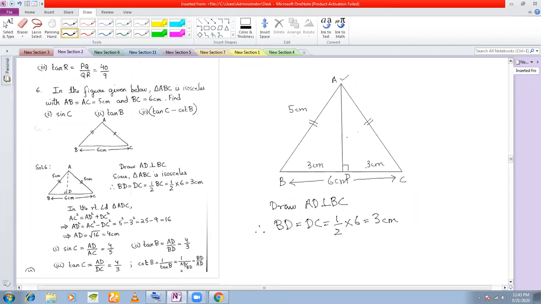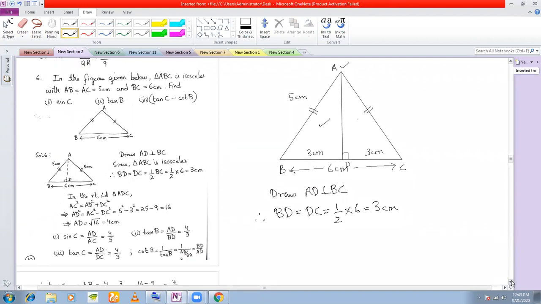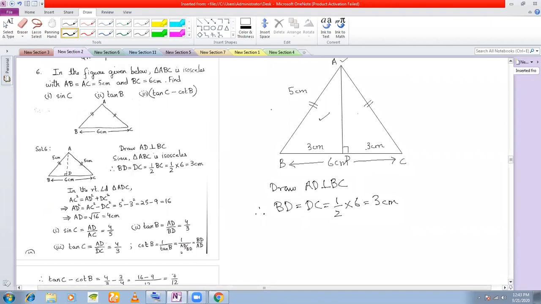Now let us consider any of the two right angle triangles. Let us consider this right angle triangle. If you see this right angle triangle, which one is the hypotenuse? This side, AB, is your hypotenuse. You can consider this as your perpendicular, this as your base. From Pythagoras theorem, you don't know the length of the perpendicular, but you know the length of the base. So you can find out the length of the perpendicular AD.